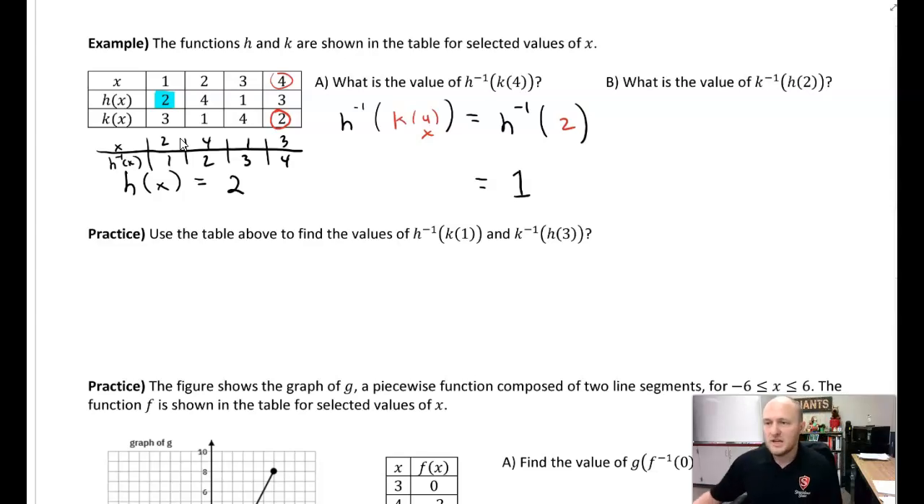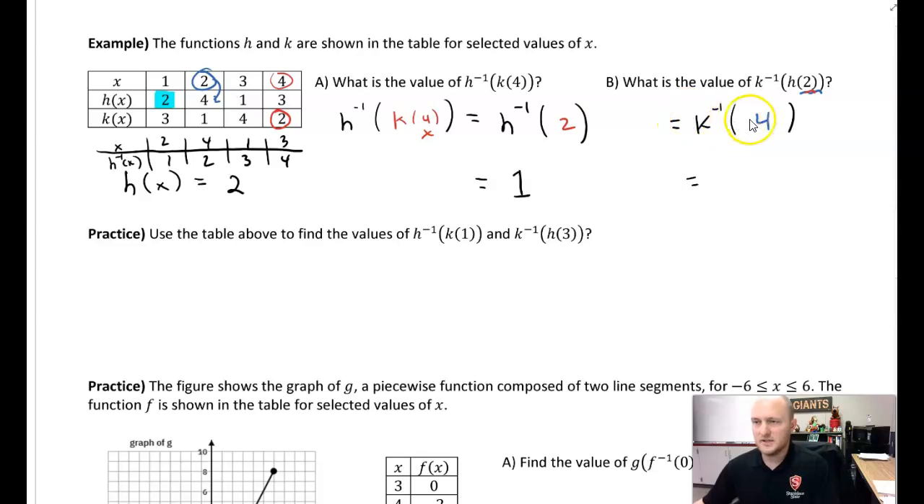Okay, part B. What is the value of k inverse of h of 2? So again, what I'm going to do first is evaluate h of 2. I'm going to go to my table. Here's 2, and the h value gives us 4. So now I've got to find k inverse of 4.